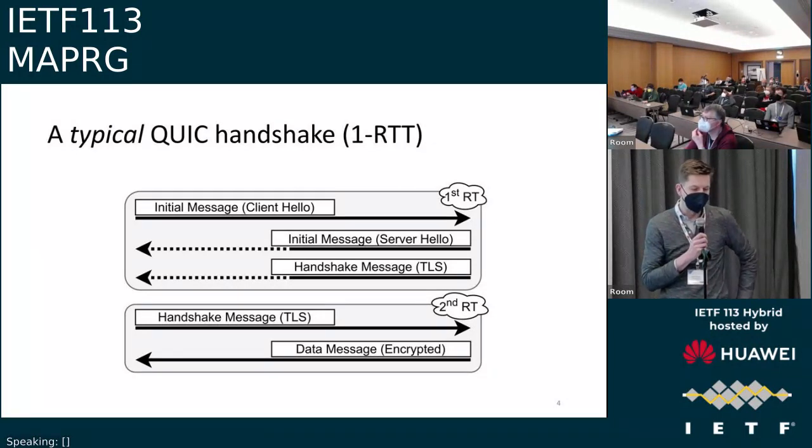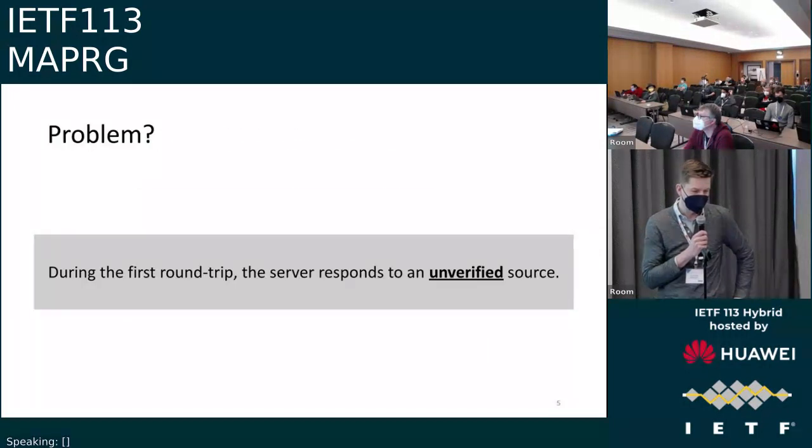And the typical QUIC handshake looks like this. The client sends an initial message to initiate the handshake, and the server responds with the initial message with the server hello and the TLS handshake. And after this first round trip time, the client can already send data to the QUIC server, and the server will reply.